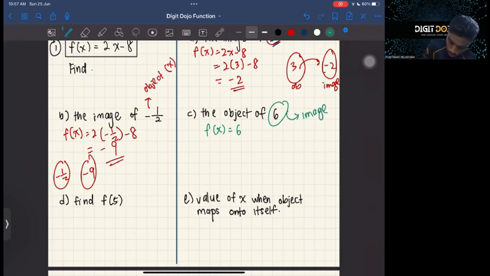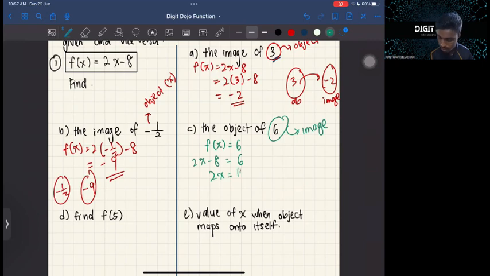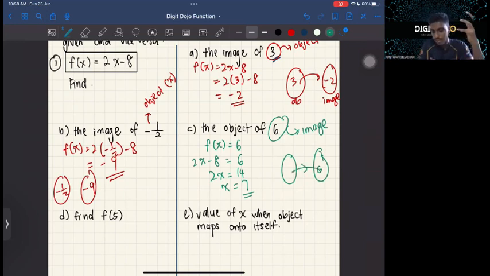Just now we know our f(x) is 2x minus 8. So 2x minus 8 equals 6. So your 2x would be 14, and your x will be 7. Your x is 7, the object. So when the image is 6, who is the object? 7 is the object, and it will become the image 6.